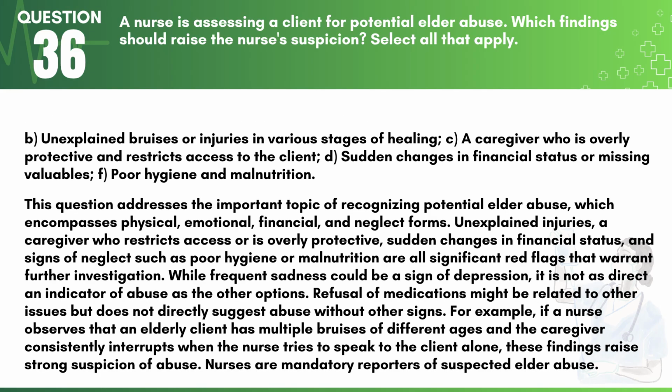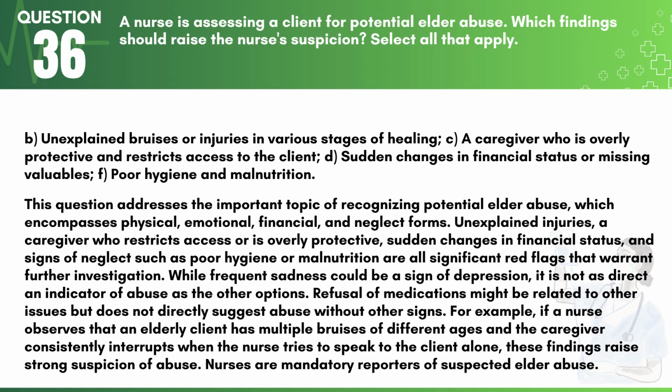Answer. Unexplained bruises or injuries in various stages of healing, a caregiver who is overly protective and restricts access to the client, sudden changes in financial status or missing valuables, poor hygiene and malnutrition. This question addresses the important topic of recognizing potential elder abuse, which encompasses physical, emotional, financial, and neglect forms. Unexplained injuries, a caregiver who restricts access or is overly protective, sudden changes in financial status, and signs of neglect such as poor hygiene or malnutrition are all significant red flags that warrant further investigation.